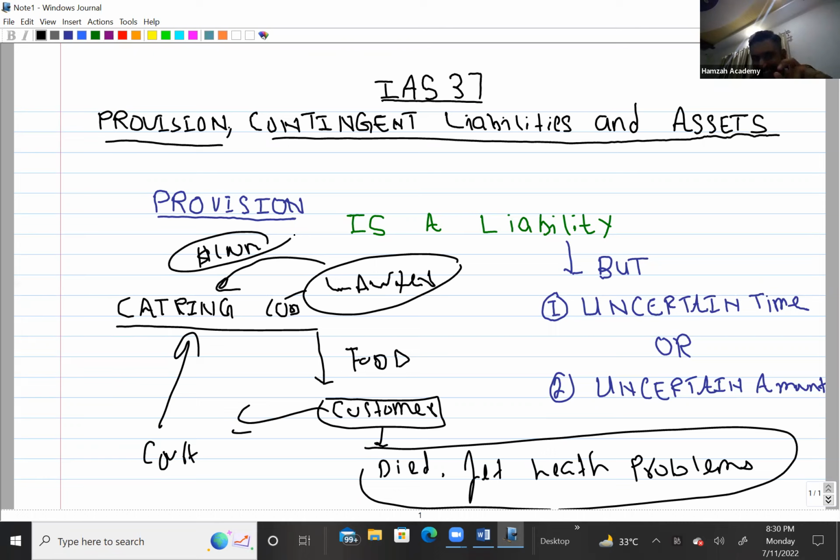So there is some uncertainty about time, and the amount will be $100 million plus or minus 10%. So there is a little uncertainty about the time or the amount which will be required, but there is no uncertainty about the present obligation over the company. In such a scenario, this $100 million will be known as a provision, a liability of uncertain time or uncertain amount. You get this?